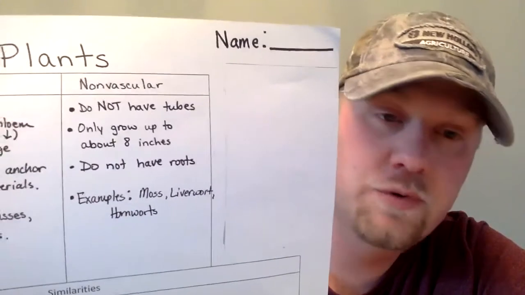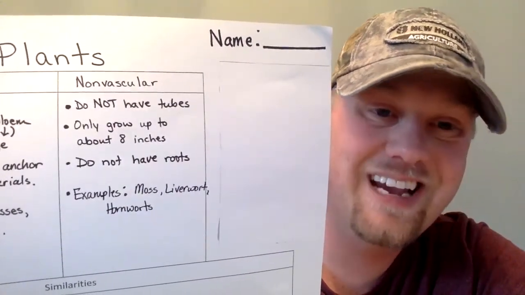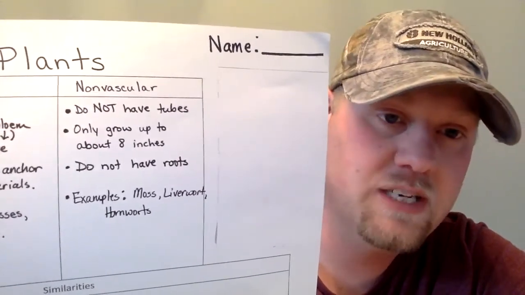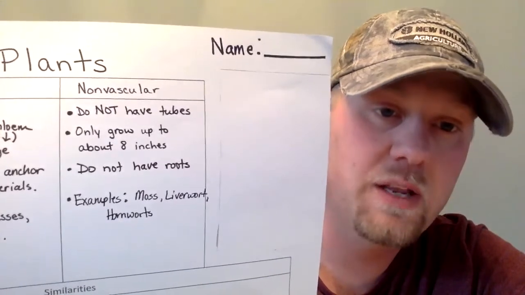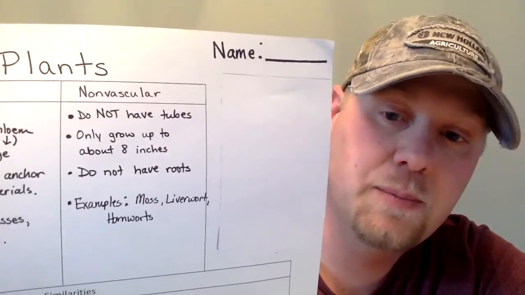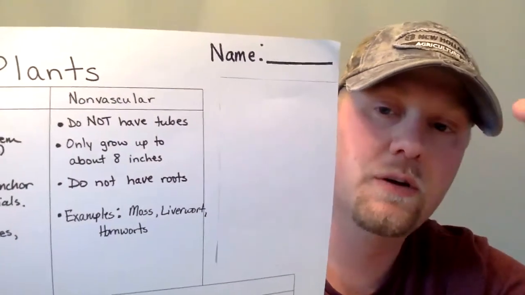These actually do not have roots. So what's actually holding them in the ground is a root-like structure. I know it's kind of weird, but they don't do the same things that roots do as far as absorbing the nutrients and the other materials that this plant is going to need. And then the examples that you can see here, guys, I've got the moss, the liverwort, and the hornworts. All of those are going to be the non-vascular.